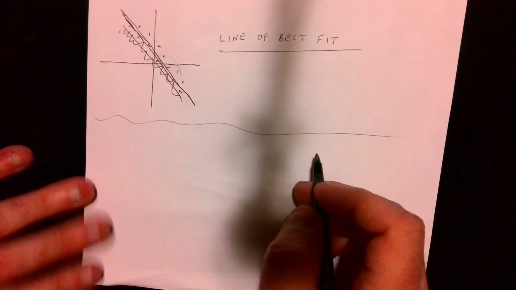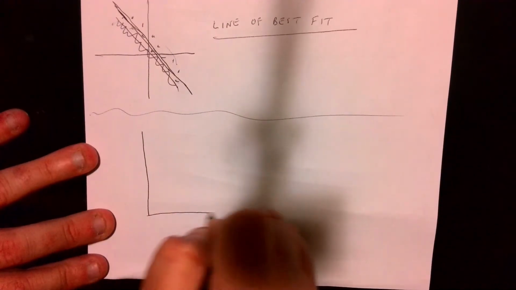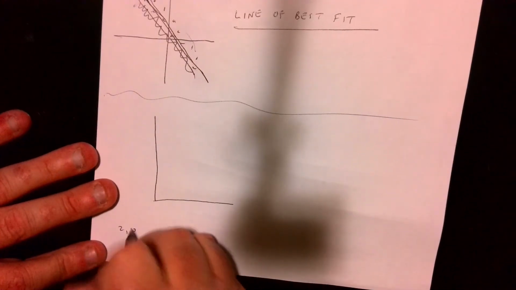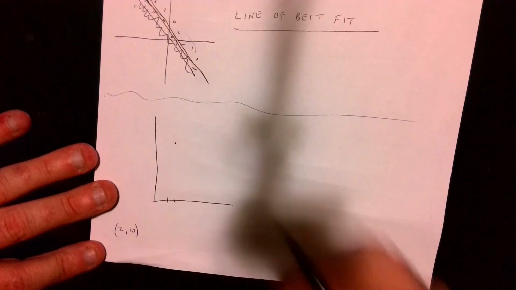And then the last part of the assignment, you're actually going to have to do some graphing. So they're going to give you some points. And they're going to say graph the ordered pair of 2, 10. So you go right 2 and go up to 10 and put a dot.